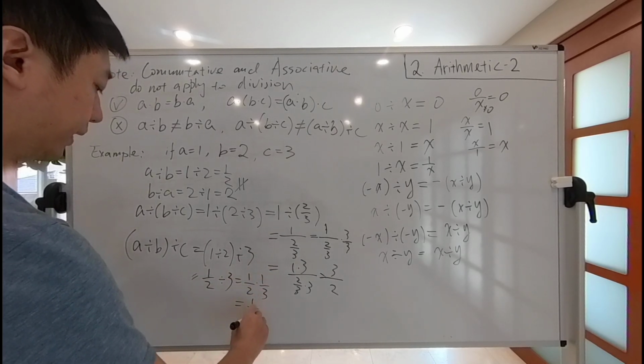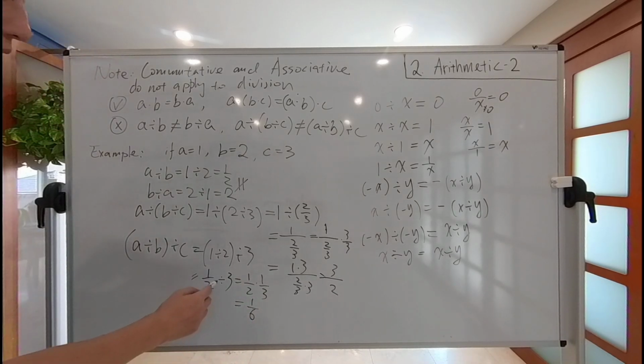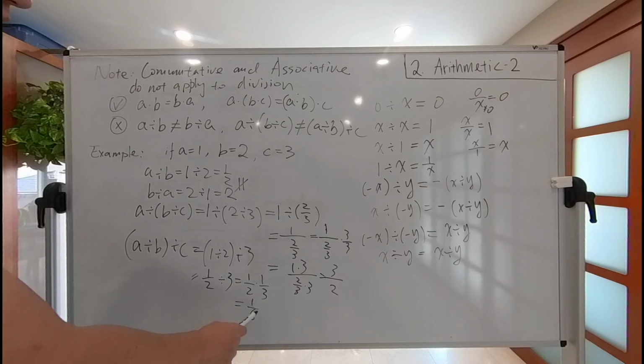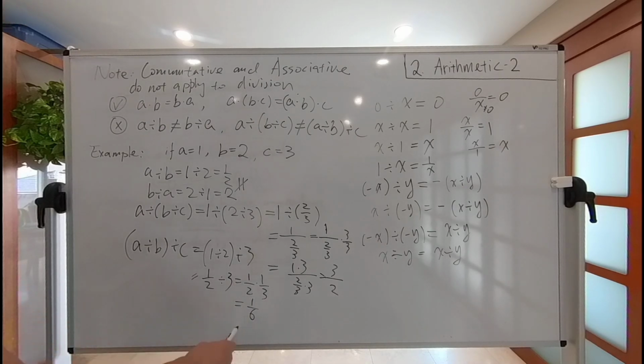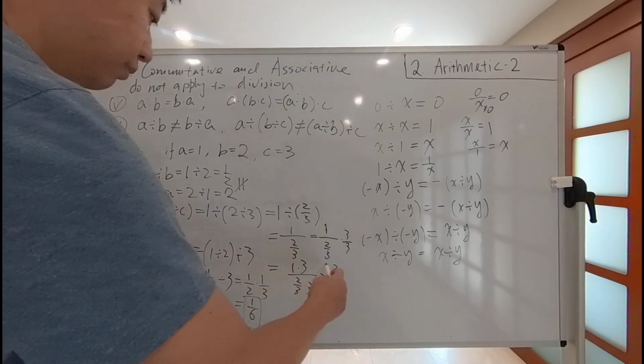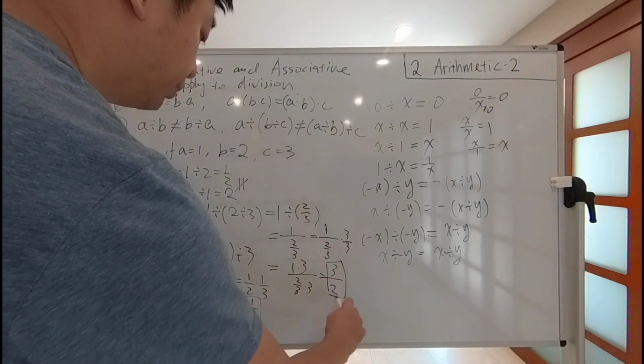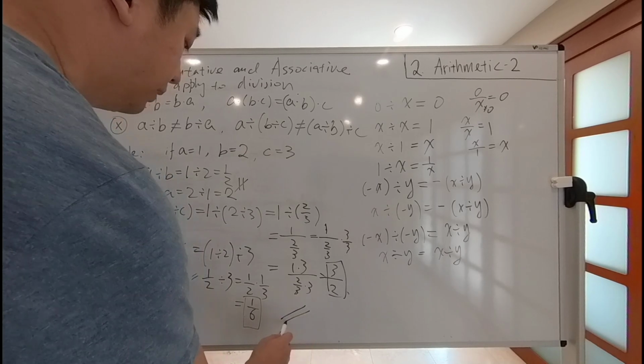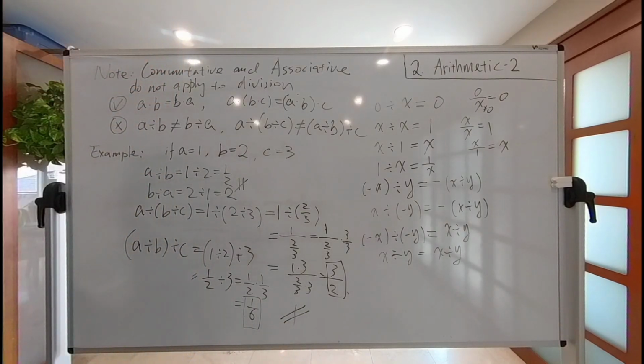It's 1 over 6. Again, if you haven't learned fractions, you can use your calculator to get the decimal results, or if you already know something about fractions, you will know that it will eventually equal 1 over 6. So obviously this 1 over 6 does not equal 3 over 2, and this shows as a counter example that the associative rule doesn't apply to divisions.